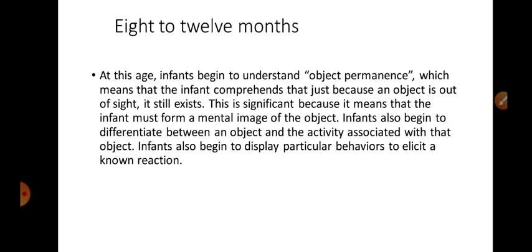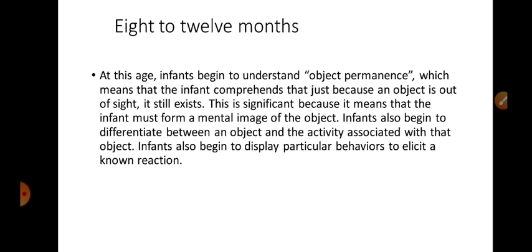8 to 12 months. At this stage, infants begin to understand object permanence. Okay, which means that the infant comprehends that just because an object is out of sight, it still exists. This is significant because it means that the infant must form a mental image of the object. Infants also begin to differentiate between an object and the activity associated with that object. Infants also begin to display particular behaviors to elicit known reactions.